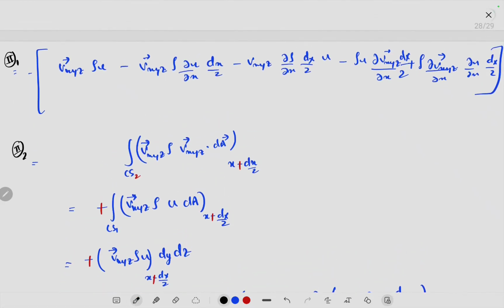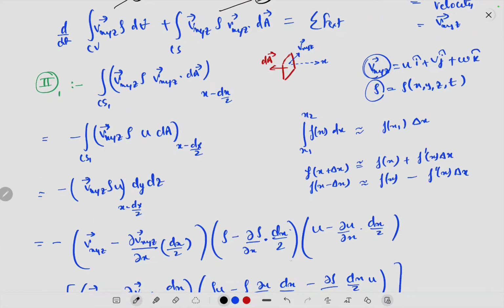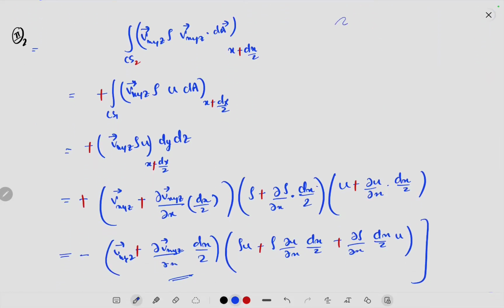Now the integral over CS2 will be written like this. To save your time, what I have done is I have just copy pasted all the equations that I got from CS1, and this was for CS1, and the red color denotes CS2. Wherever a correction was needed for CS2, I have used the red pen. So this was actually x minus dx by 2, but now for CS2, x is actually x plus dx by 2, and similarly I have changed the signs everywhere for CS2.